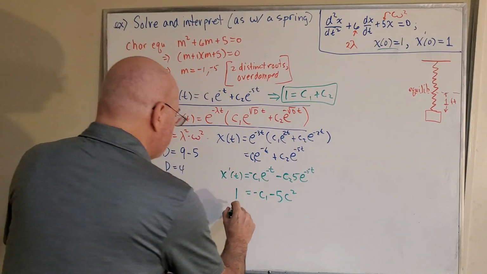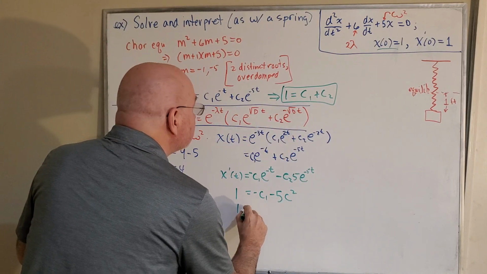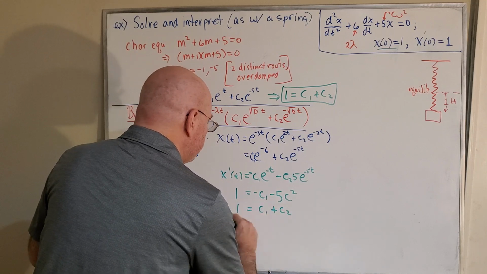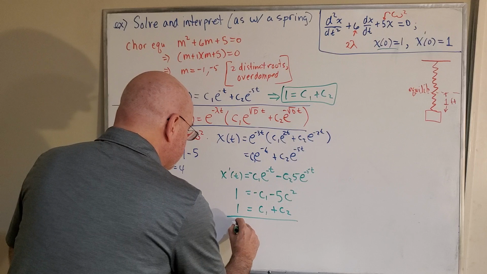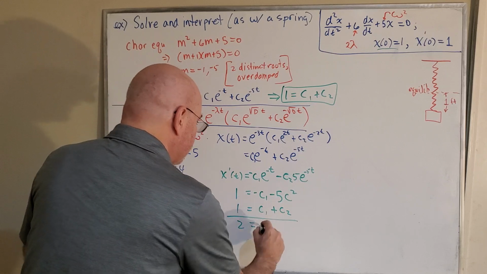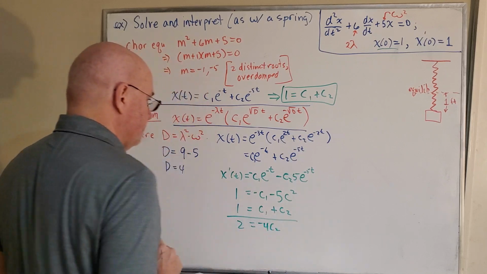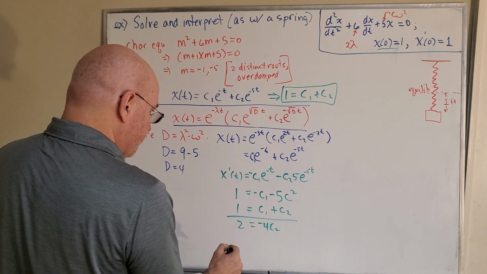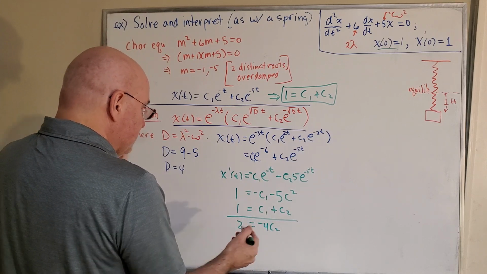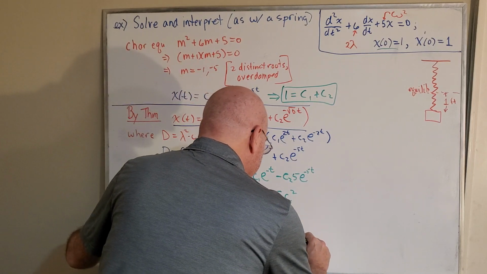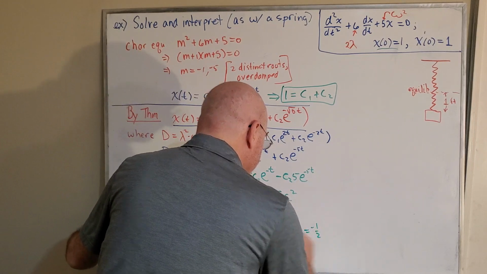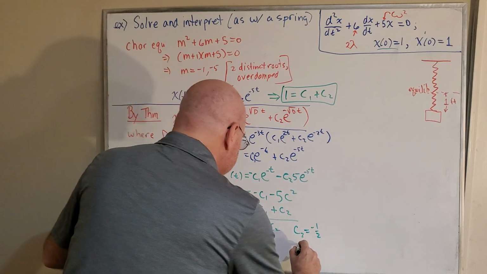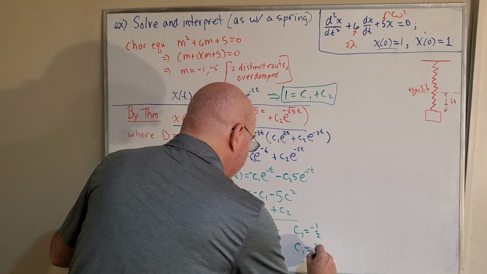Okay, so I'm going to just write that one right underneath this, and I think it'll be easy to eliminate one variable. Just add the equations to get 2 equals negative 4c2. Right, those canceled out. So c2 would be negative 1/2. Which means that since they both add up to 1, c1 would be 3/2.